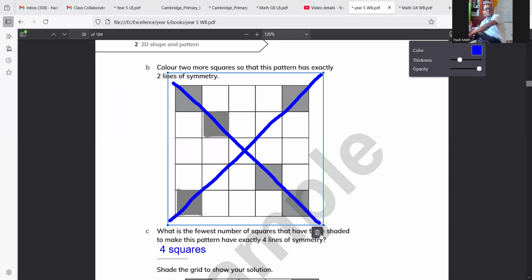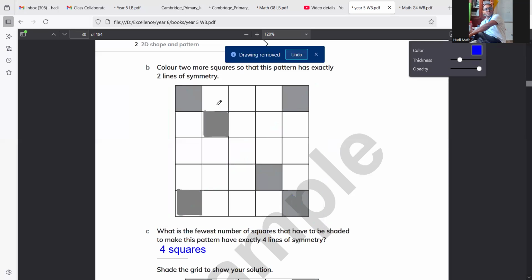They ask us also like what? To add, they say, color two more squares so that the pattern has what? Has two lines of symmetry. It was this way. We need to color two places to have two lines of symmetry. We did color this one. So when we draw this diagonal, it could be typical. And when we draw this diagonal, it could be typical. We add the other one here.